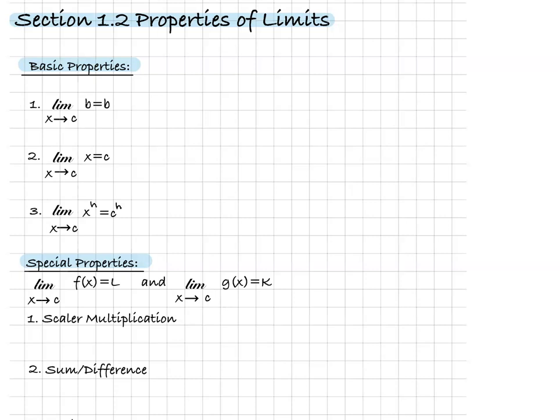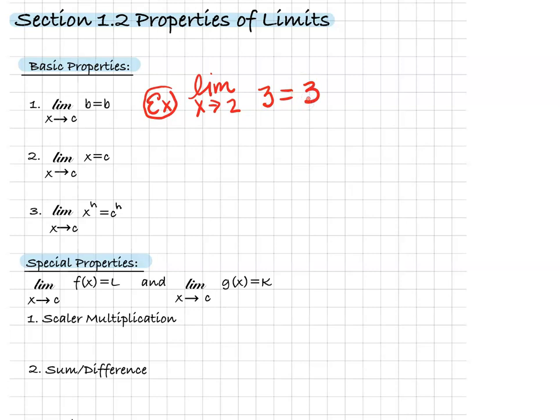So some of our basic properties we want to look at is, number one, the limit as x approaches c of b is equal to b. Meaning if we were taking the limit of some constant b, then it's just going to be that constant. And so let's write an example out to the side. If I have the limit as x approaches 2 of 3, that's just going to be 3.